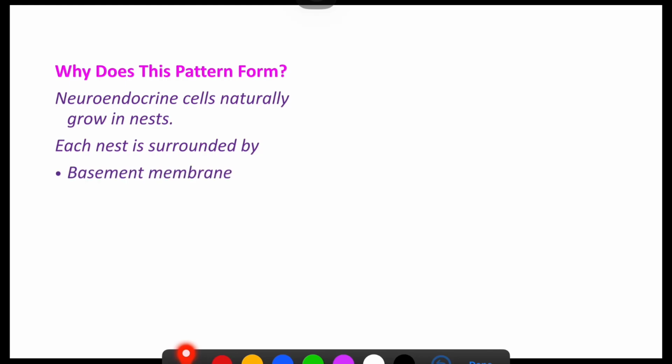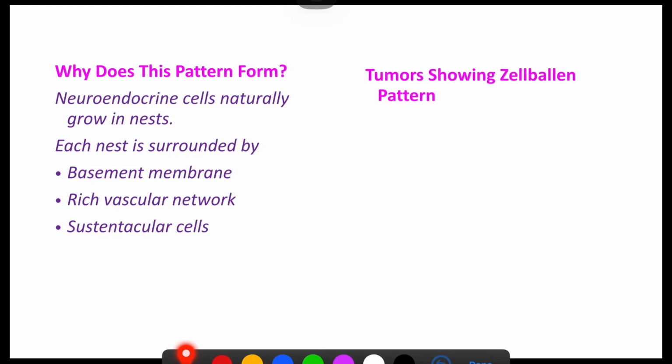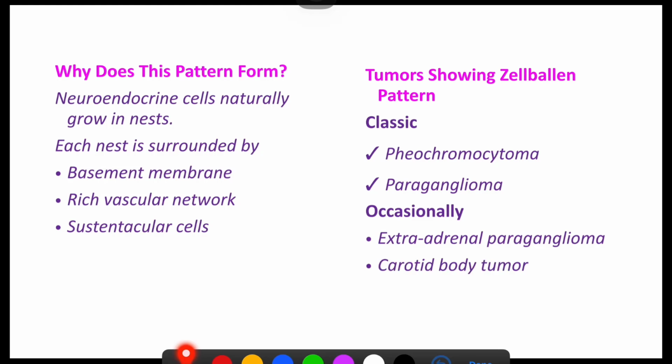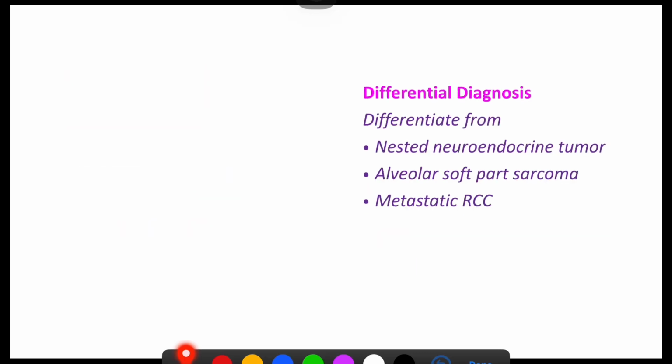Now, why does this pattern form? Because neuroendocrine cells naturally grow in nests, and each nest is surrounded by a basement membrane having a rich vascular network and sustentacular cells. So remember: sustentacular cells, vascular network, and basement membrane. Now, what are the tumors showing Zellballen pattern? The classic is pheochromocytoma and second is paraganglioma. Occasionally, extra-adrenal paraganglioma may show this type of pattern, along with carotid body tumor.